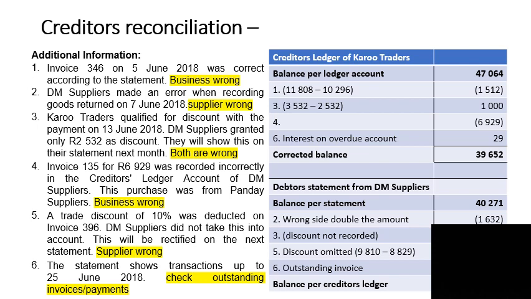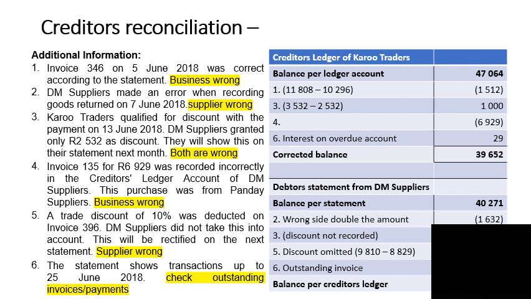So in this case, we have a transaction on the 30th. We bought stock worth 4,526. The business is correct. We have recorded it. The supplier is wrong. They did not record it. So we take this invoice to the creditors reconciliation statement. Details will be outstanding invoice 4,526.